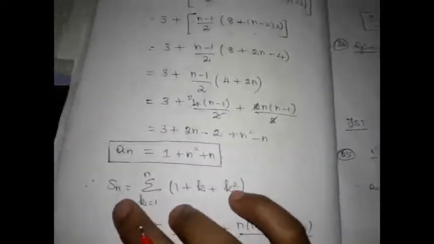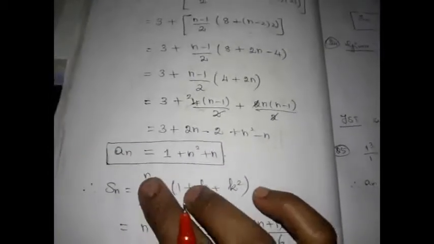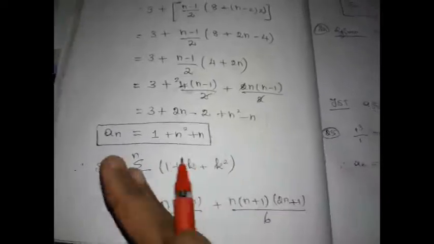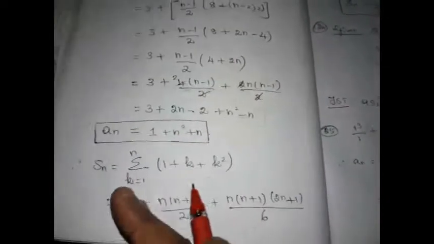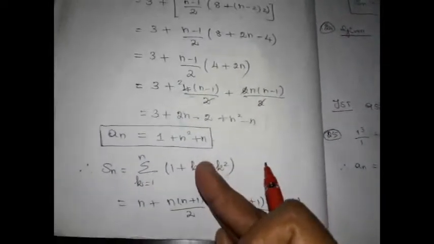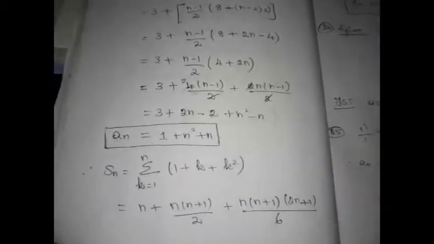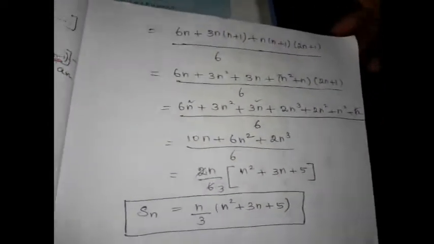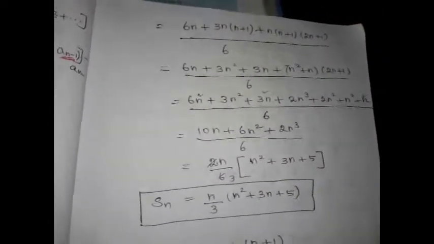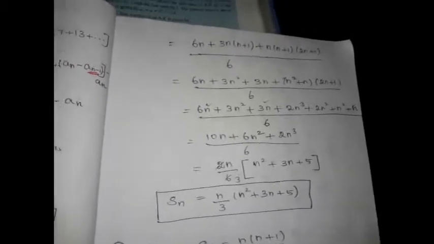What will we do? Sn is summation k equal to 1 to n of 1 plus k square. We will split it. We know the formula for the sum to n terms. We know the formula for the sum of squares of n terms. So you substitute, simplify it, you can obtain your Sn. Yes, hope you understood.